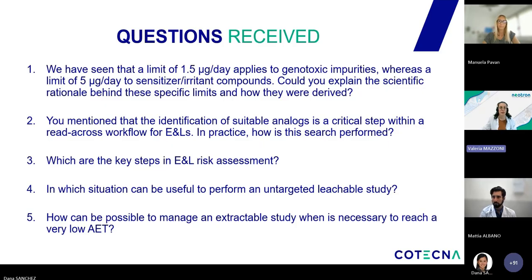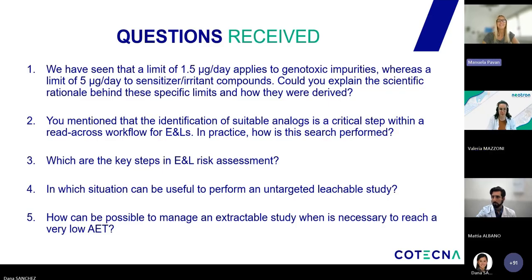We have seen that a limit of 1.5 microgram per day applies to genotoxic impurities, whereas a limit of 5 microgram per day applies to sensitizers or irritant compounds. Could you explain the scientific rationale behind these specific limits and how they were derived? Manuela, this is for you.